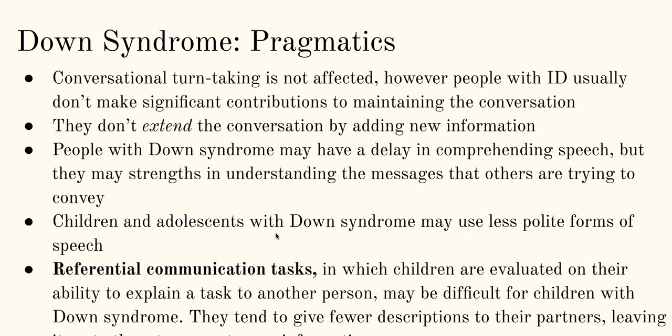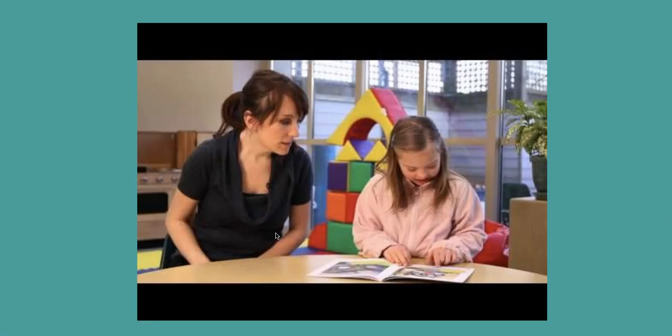Referential communication tasks, in which children are evaluated on their ability to explain a task to another person, may be difficult for children with Down syndrome. Again, and this kind of goes back to what we said before, they're going to give fewer descriptions to their partners, leaving it up to them to request more information. So, right, they're going to have a hard time explaining something and maybe telling a story too, unless their conversational partner prompts them in what they need.